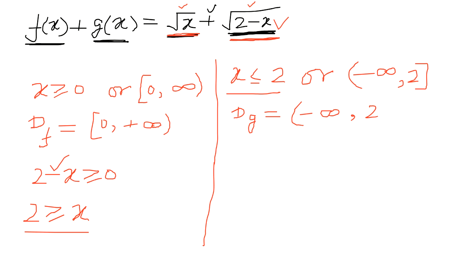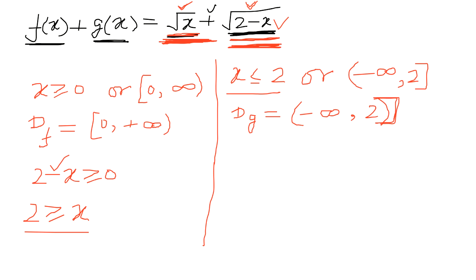So first we found the domain of f, which is √x, and then the domain of g, which is √(2 − x). So the domain of f is this, and the domain of g is this. Yes, sorry, you're too close. You are right, I'm so sorry. Too close here.